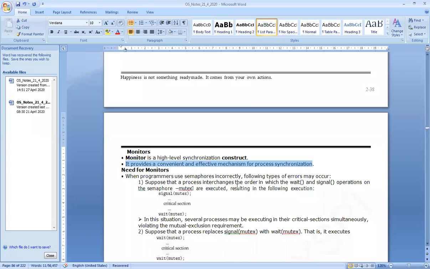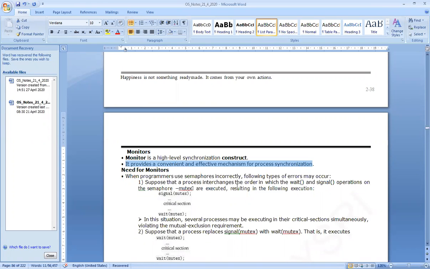So our main aim is to see that the process is synchronized. What is the conventional mechanism? What is the effective mechanism for process synchronization? That can be achieved using monitors. Nothing but we are creating a class instead of creating simple semaphores like semaphore X, semaphore Y, semaphore mutex, semaphore lock and all. So we are creating the whole class itself, so it becomes a conventional way of effective process synchronization method.